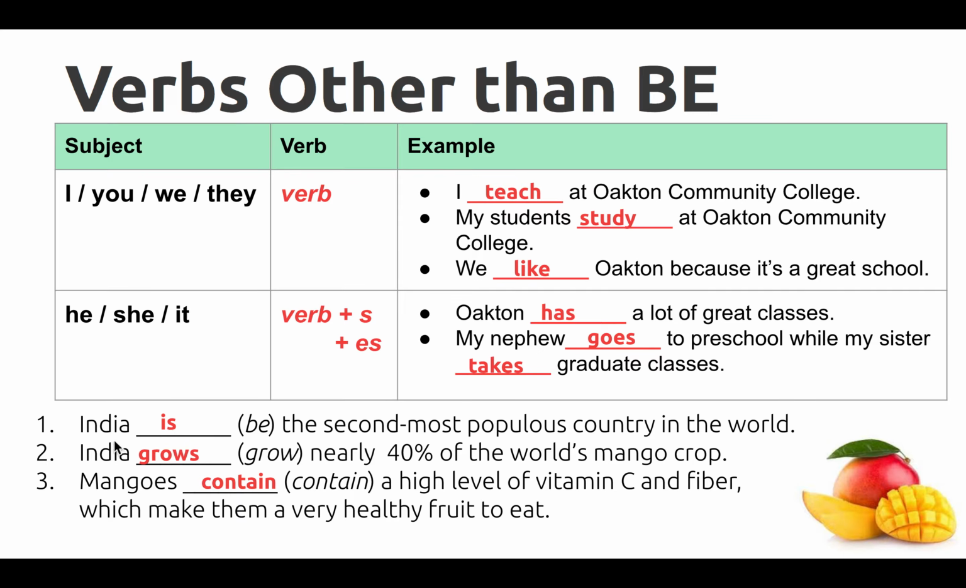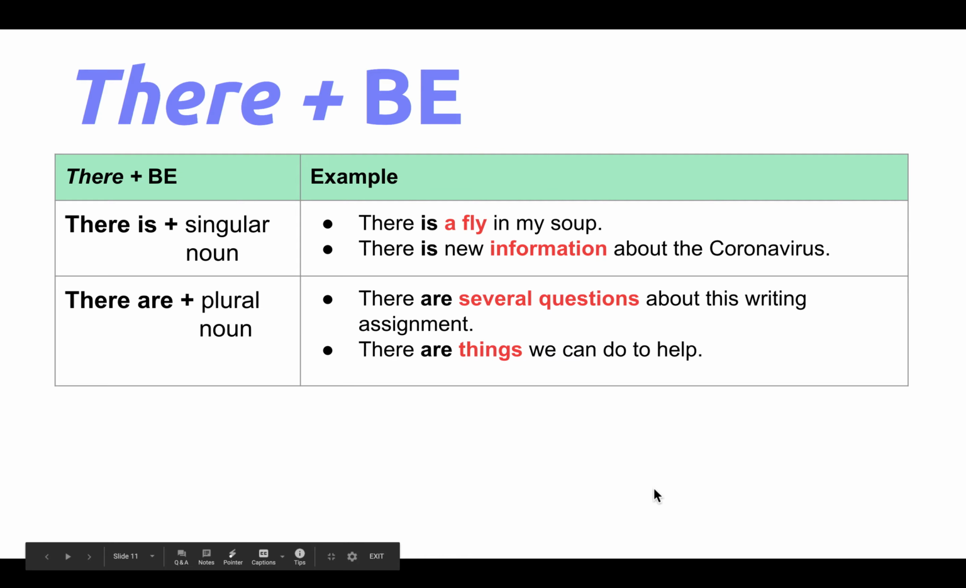So notice here the subject is India, and India is it. So we need a verb with s, right? Is and grows. Mangoes here is plural, right? So mangoes are they. Here we just add the verb as is. No s, nothing, right? So the verb is the same as the verb in parentheses.